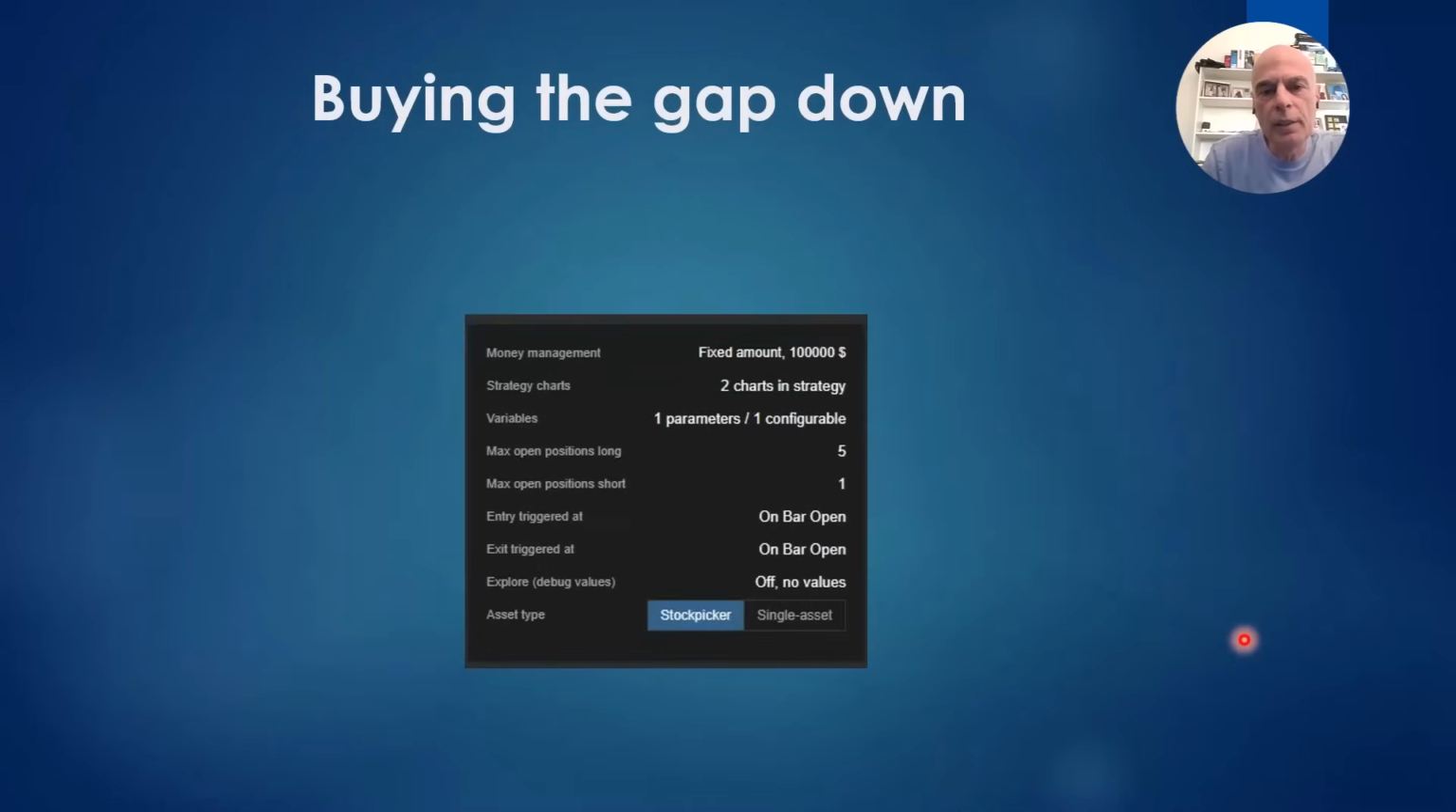And this slide here shows the condition. Basically, we enter on bar open and we're exiting on bar open.